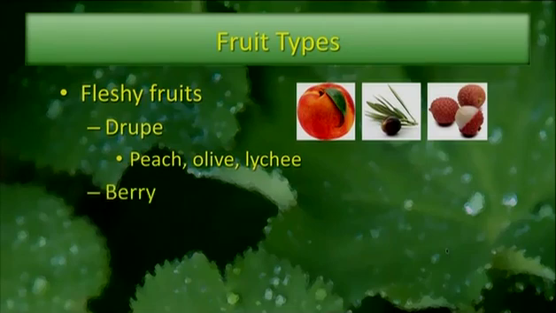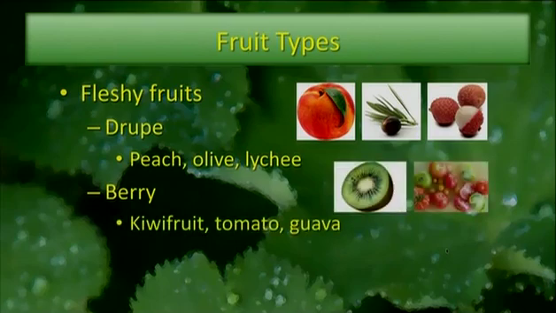Now a berry develops from a compound ovary and usually has more than one seed. There are some exceptions to this rule. There's avocado and there's dates. Those actually are single-seeded berries. But examples of berries are kiwi fruit, tomato, and guava. True berries have thin skins and soft flesh, like this nice kiwi fruit here with all these little black seeds. It's actually Chinese gooseberry, but the New Zealanders got famous for growing and marketing them as kiwi fruits.